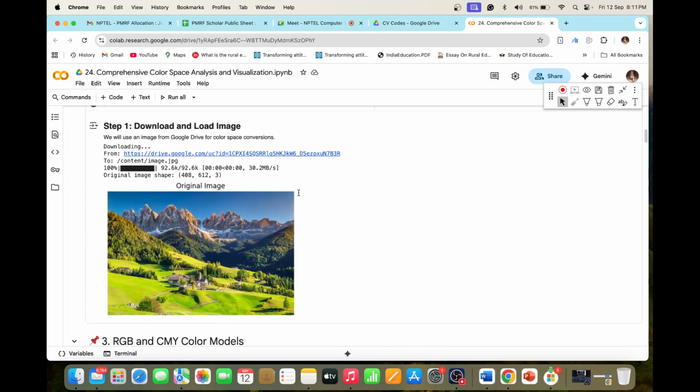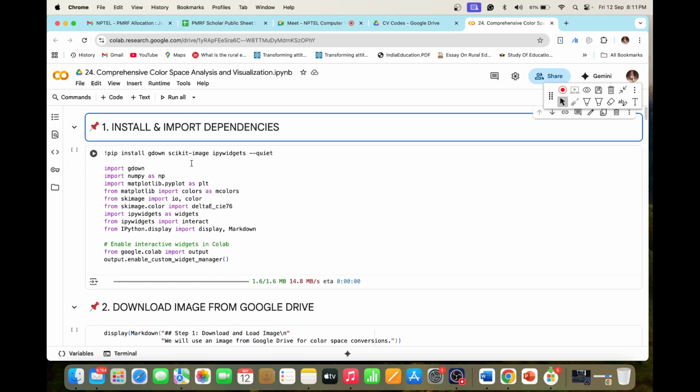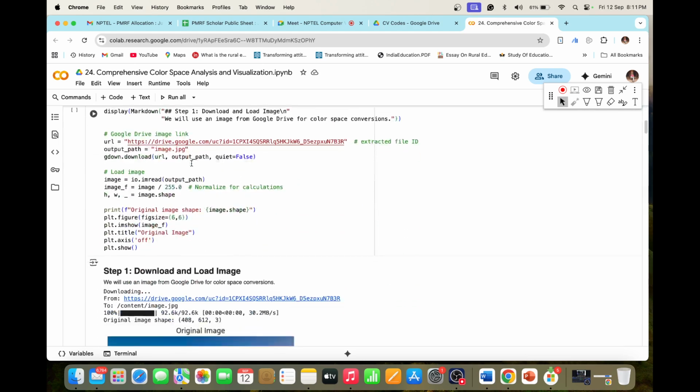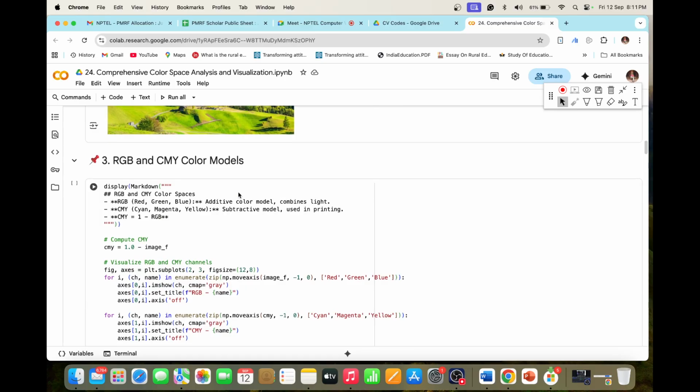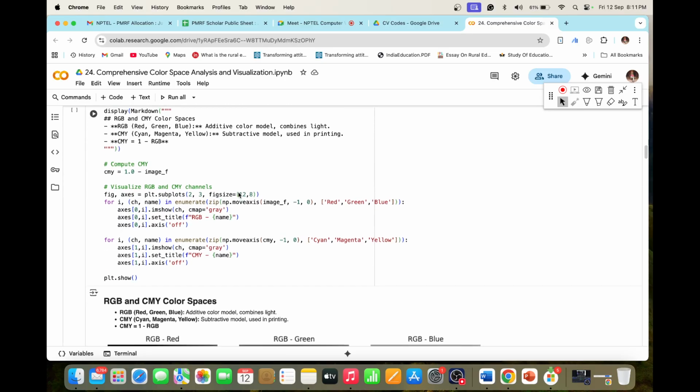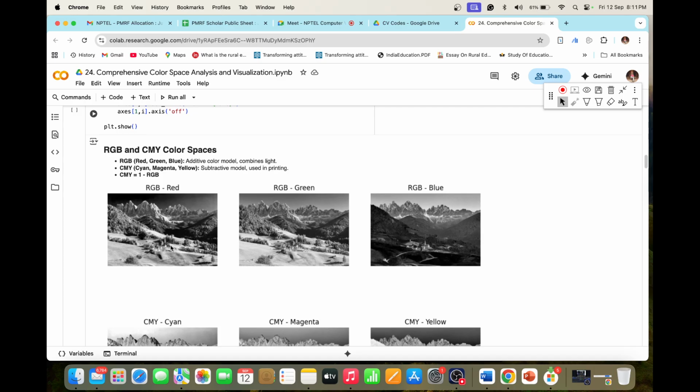You can either run all, or you can run one cell at a time. So this is the original image, and this image is converted to a grayscale image. And after the grayscale image, we have done these RGB channels. This is your red channel, this is your green channel, and this is your blue channel.